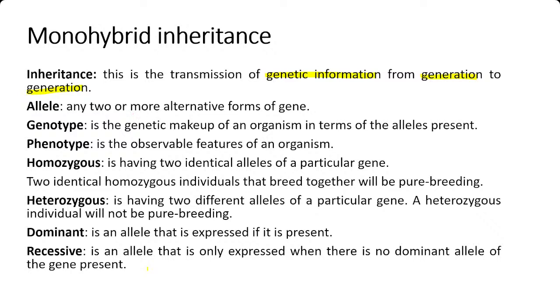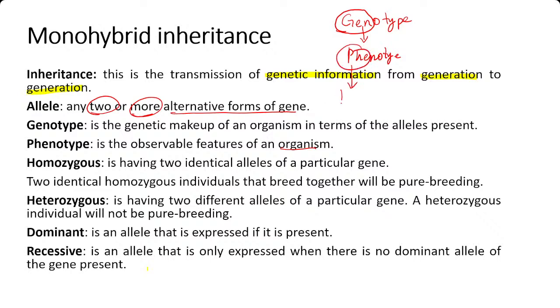Genotype is the genetic makeup of an organism in terms of the alleles present, and phenotype is the observable features of an organism. Now, the way to remember this is genotype: G, which stands for genes, which means the genetic makeup. Then phenotype: P, which stands for the physical observable features. That's the way I remember it.